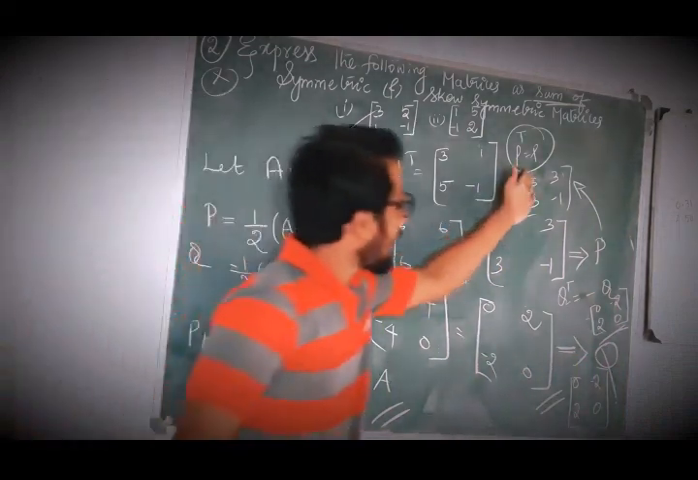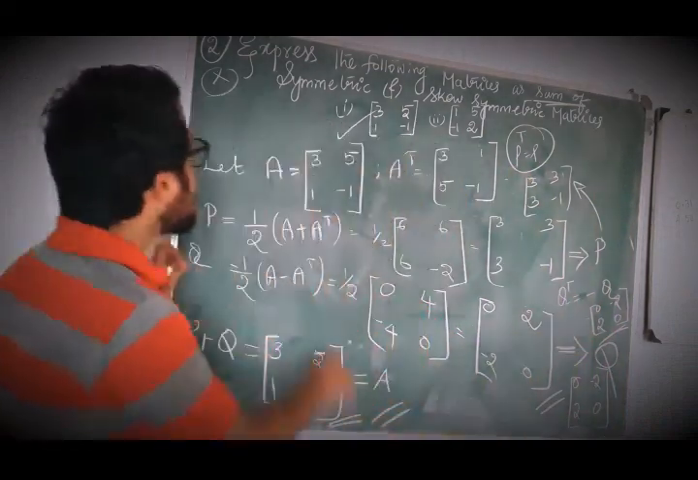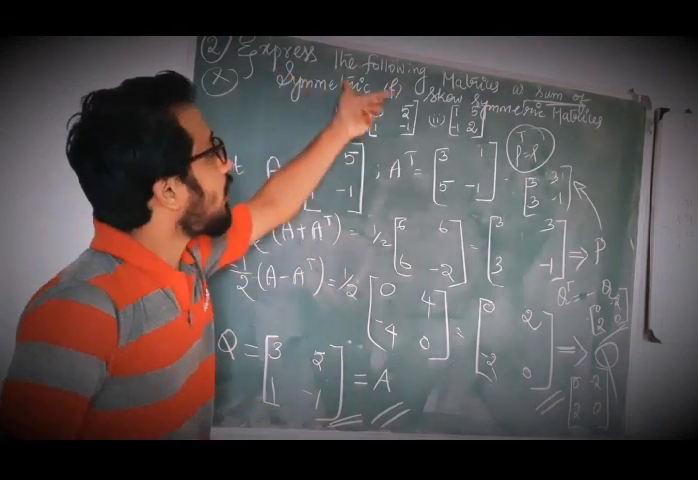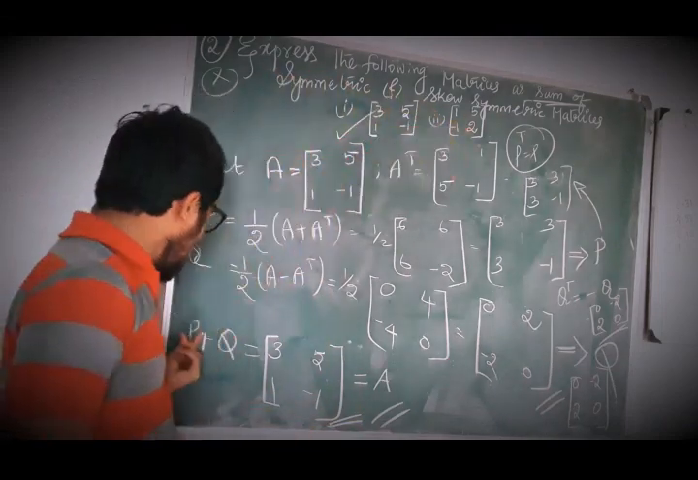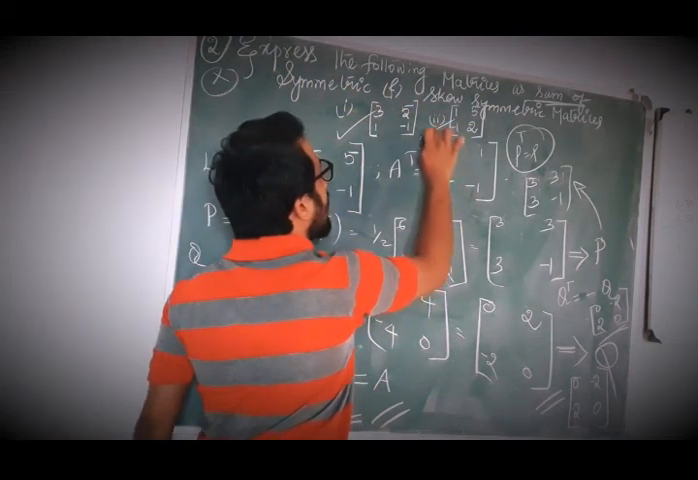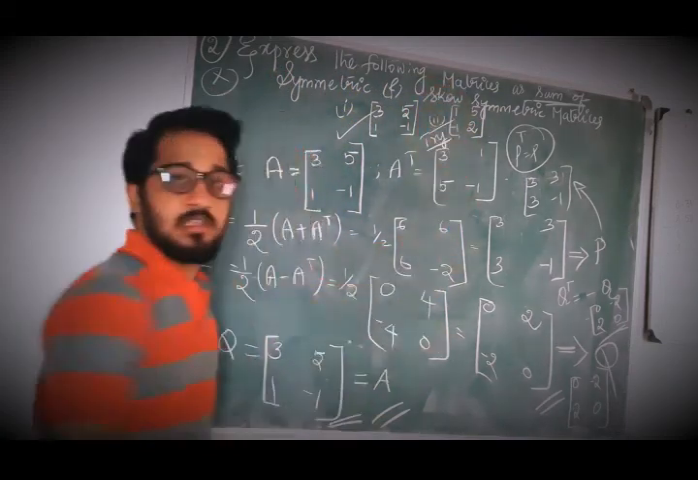That is symmetric, and this is called skew symmetric. That is P plus Q is equal to A. This is the way of writing. Express the following matrices as the sum of symmetric and skew symmetric. Try this second one. Is it clear?